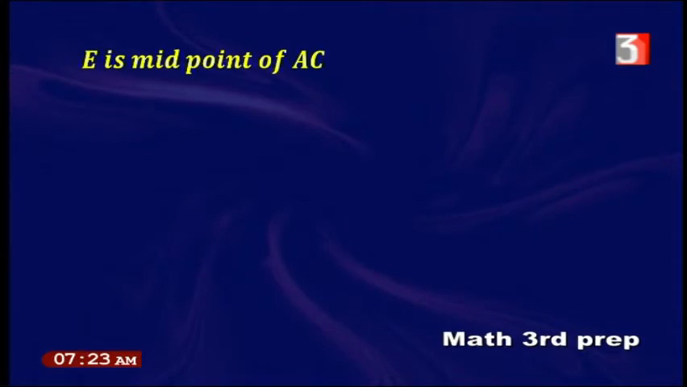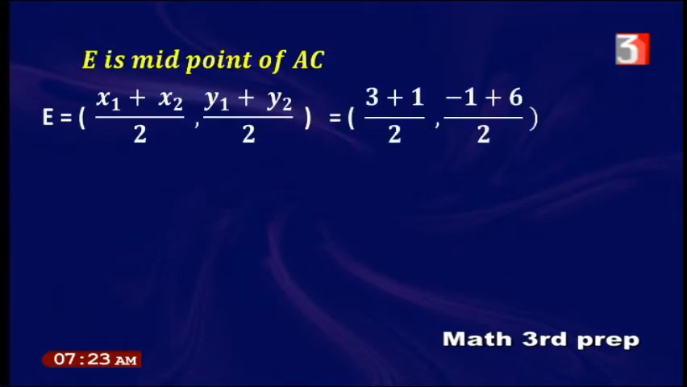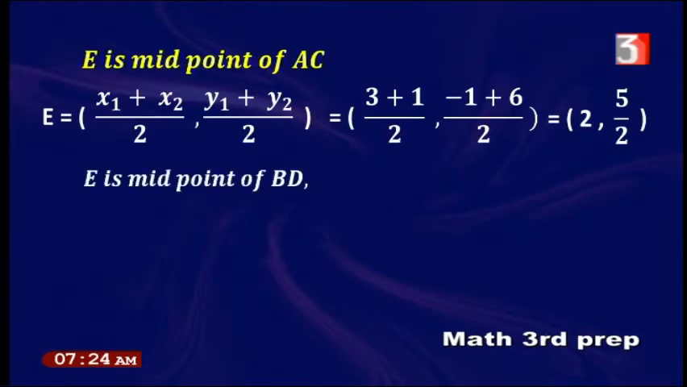AC. So to find the midpoint, E equals x1 plus x2 over 2 and y1 plus y2 over 2, which is equal to 3 plus 1 over 2 and negative 1 plus 6 over 2. So the midpoint, which is E, the coordinates of the point E will be 2 and 5 over 2. Then, as E is the midpoint of BD, we are going to let D equals x and y. E is going to be the midpoint of BD.